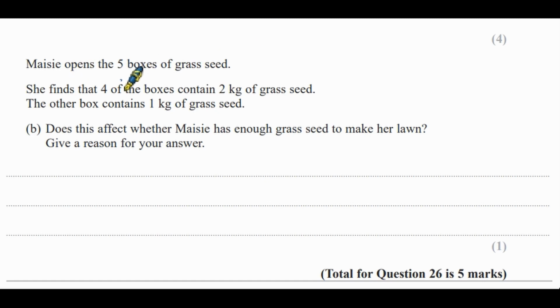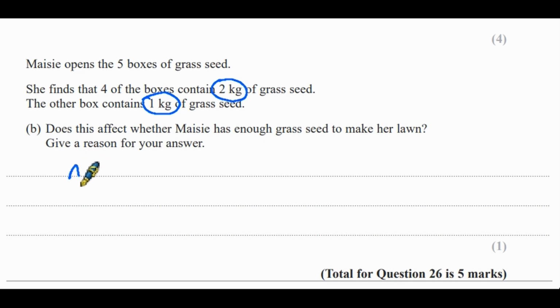It says that Maisie opens the 5 boxes of grass seed and finds that 4 of them do contain 2 kilograms of grass seed, but the other box only has 1 kilogram in there. And it says, does this affect whether Maisie has enough grass seed?